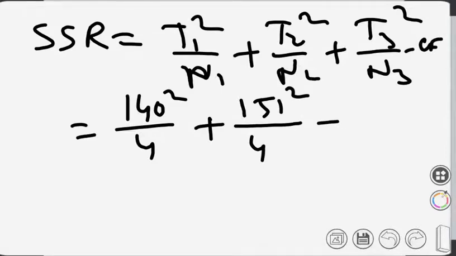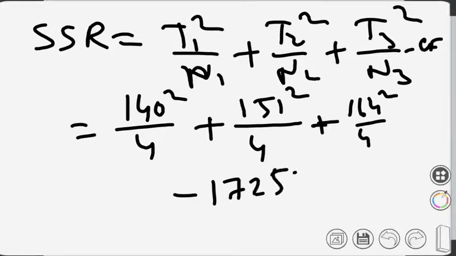And the third one is 164 square by 4, minus CF. CF was 17252.08. So calculate this. 140 square by 4 plus 151 square by 4 plus 164 square by 4 minus 17252.08 is 15599, 52.08.